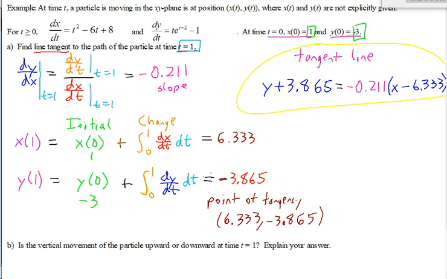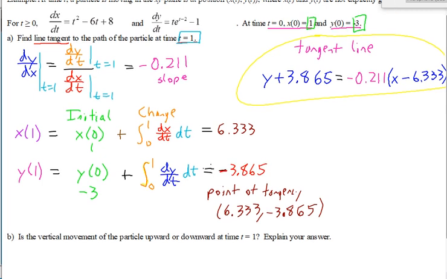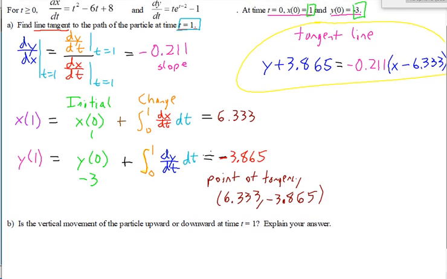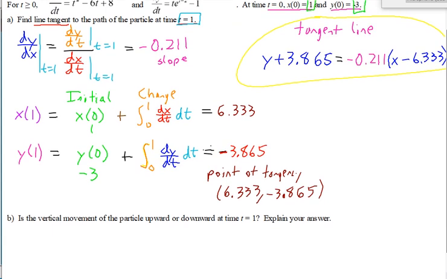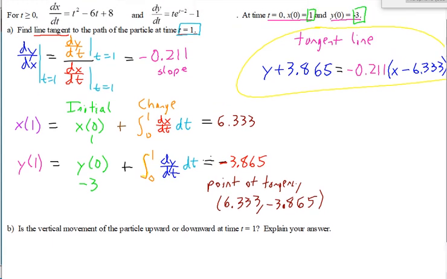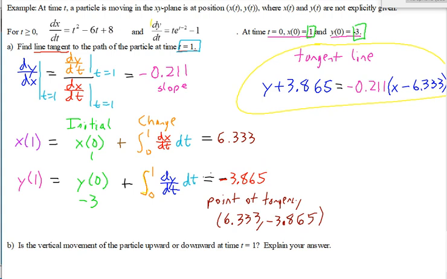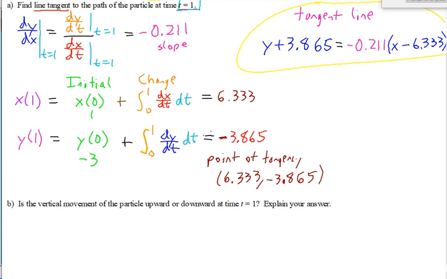Now remember the last problem asked about the horizontal movement. This one asks is the vertical movement upward or downward at time 1. So the vertical movement is determined by dy dt, the vertical velocity right here. So all we need to figure out is dy dt, specifically at time 1. And remember that's already in our calculator. So we can just substitute that in.